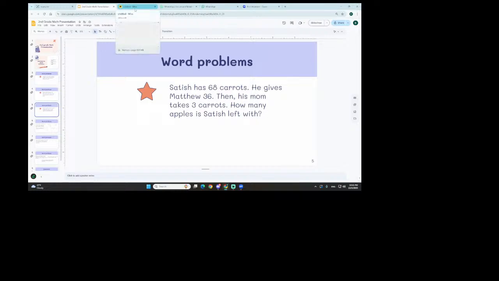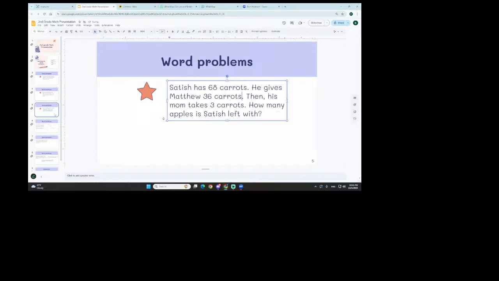Satish has 68 carrots. He gives Matthew 36 carrots. Then his mom takes 3 carrots. How many carrots is Satish left with? So I'm going to give you guys some time to try this one on your own. This one's a bit more difficult, but try it out and then I'll go over the answer.